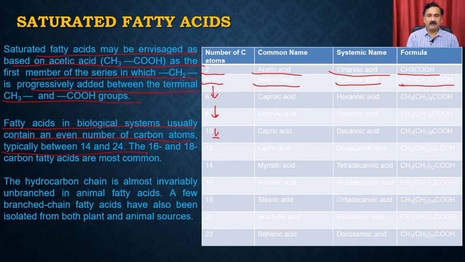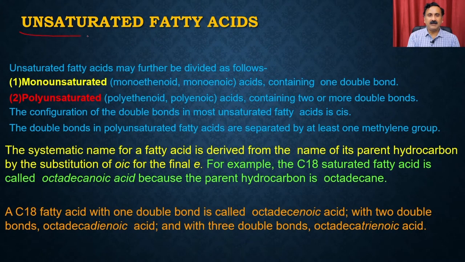And typically 14 carbon atoms or more are present in the saturated fatty acids. The hydrocarbon chain is almost invariably unbranched in animal fat. A few branched-chain fatty acids are also found in plant and animal sources. Then we talked about the unsaturated fatty acids. As the name suggests, an unsaturated fatty acid has one or more double bonds, right? And the unsaturated fatty acid could be a monounsaturated fatty acid or a polyunsaturated fatty acid.